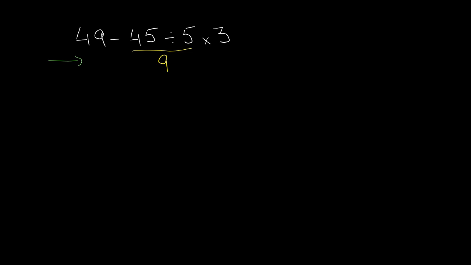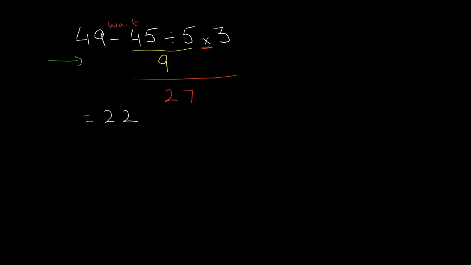Then we are not going to subtract, so this has to wait. The subtraction sign has to wait because of this multiplication sign. So first I have to multiply 9 multiplied by 3. The answer is going to be 27. And then I can subtract 49 minus 27, and the answer is going to be equal to 22.